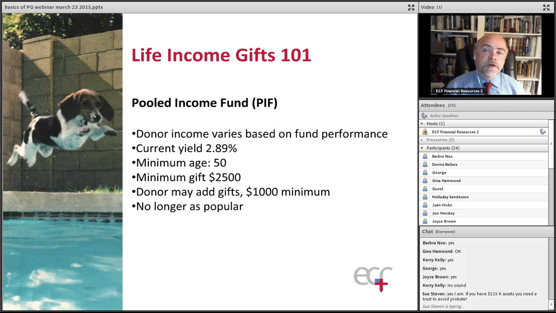So this type of gift is appropriate for someone who is comfortable with variable income that will go up and down depending on what it yields, and wants to leave the maximum remainder for the charity, because since you're not digging into the principal of the gift, this allows for the maximum remainder for the charity.